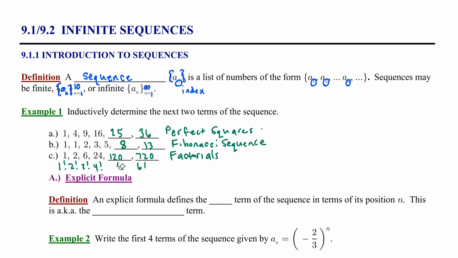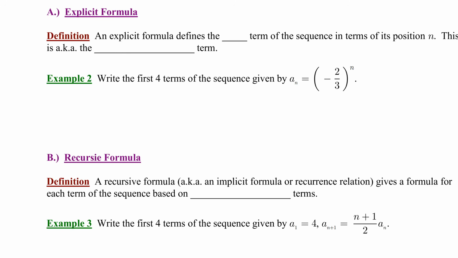We're looking at something called an explicit formula and something called a recursive formula. So let's go ahead and look at those two different approaches. The first way to think about the terms of the sequence is by an explicit formula. An explicit formula defines the nth term of the sequence in terms of its position n. This is also known as the general term.